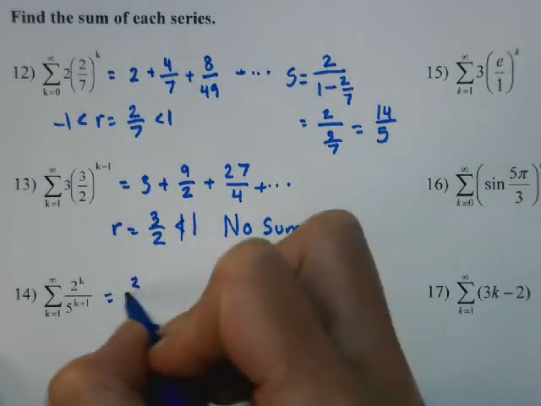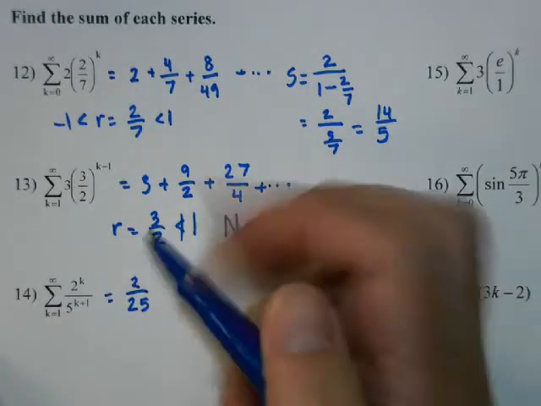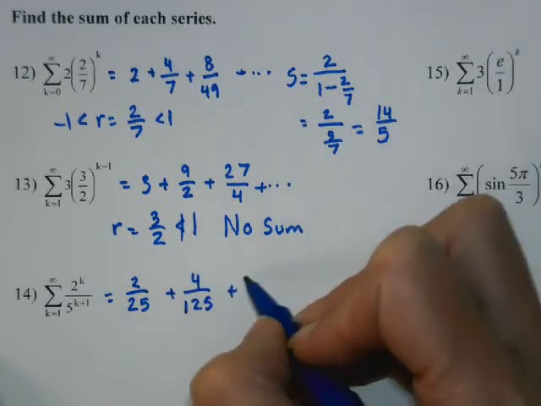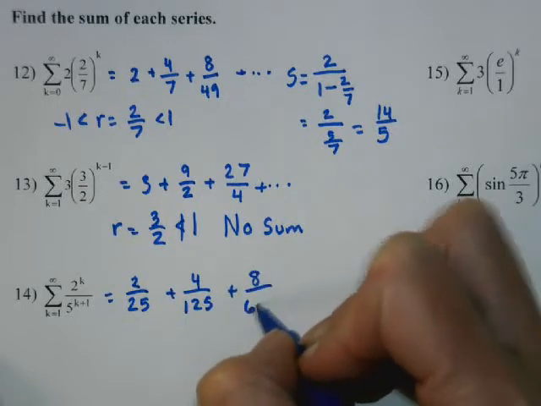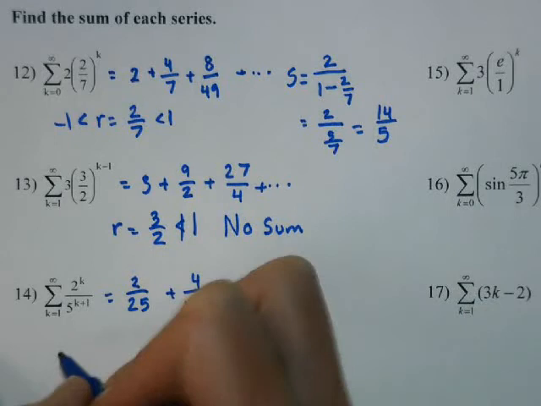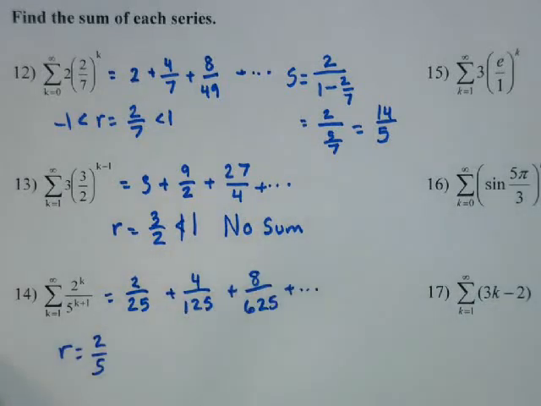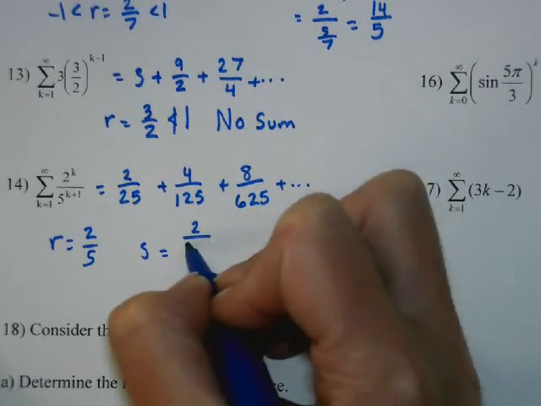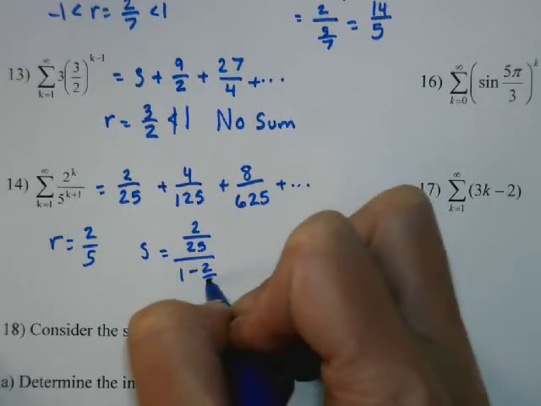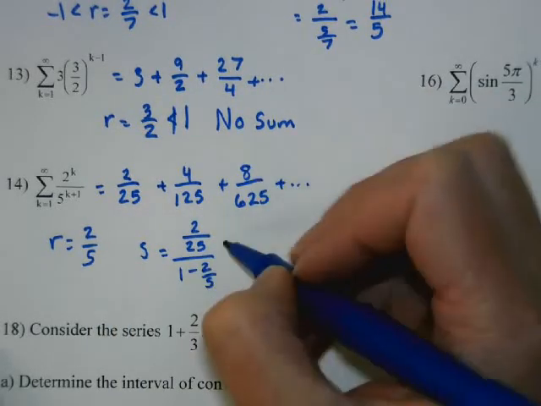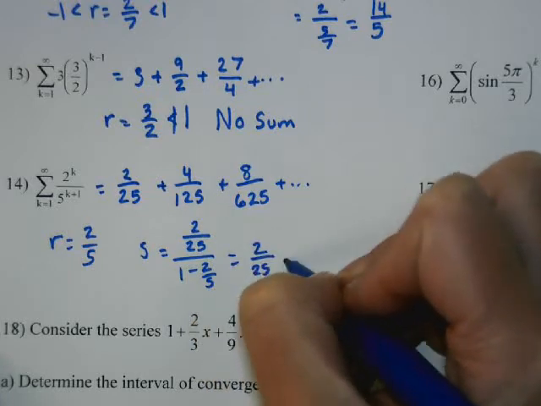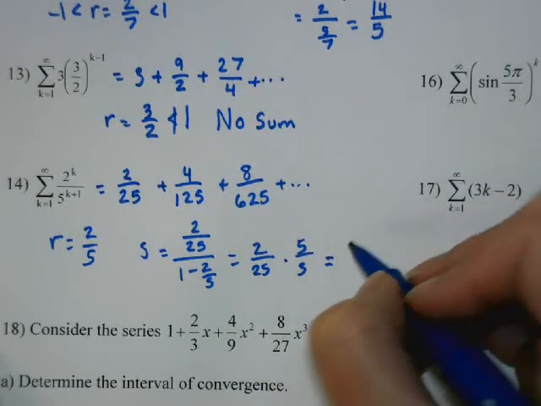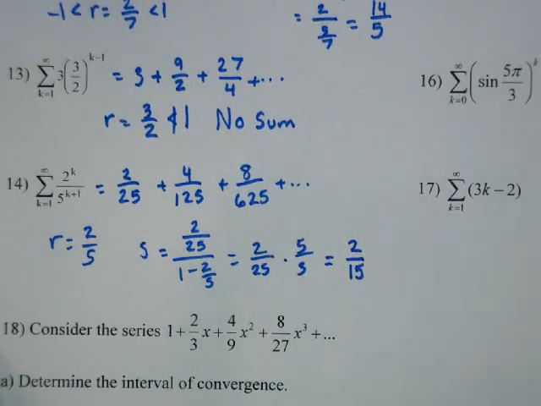Here, we'll have 2 over 25 if I start at 1, then we'll plug in 2, we'll plug in 3. Okay, so our common ratio is 2/5, which is between -1 and 1. So my sum will be 2/25 over 1 minus 2/5. So this will be 3/5. So we'll have 2 over 25 times 5 over 3. We can reduce those 5s, and we end up with 2 over 15.